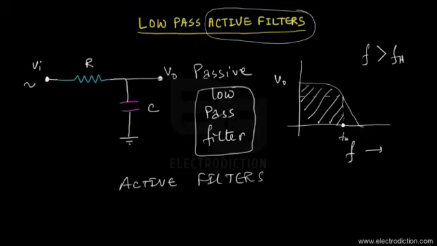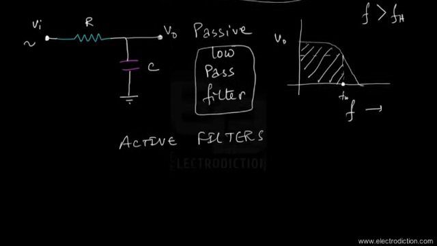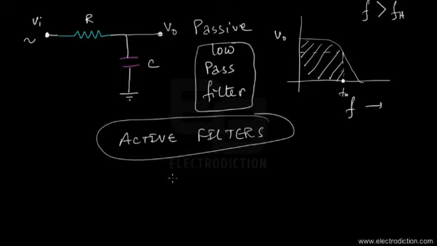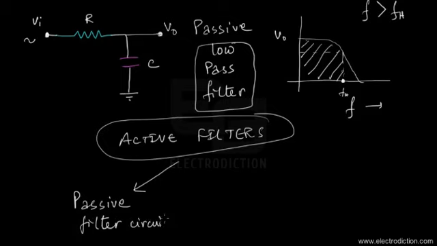But whenever we're talking about active filters, on the other hand, we should always keep in mind that active filters basically consist of two parts. One is of course a passive filter circuit. I'm just going to write that down over here. And the other is an amplifying device, an amplifier.